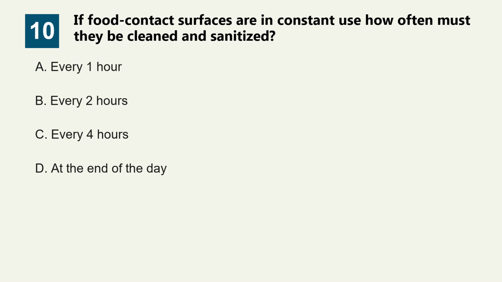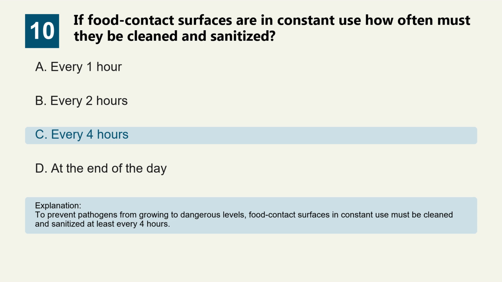Question 10. If food contact surfaces are in constant use, how often must they be cleaned and sanitized? Option A. Every 1 hour. Option B. Every 2 hours. Option C. Every 4 hours. Option D. At the end of the day. The correct answer is option C. Every 4 hours. To prevent pathogens from growing to dangerous levels, food contact surfaces in constant use must be cleaned and sanitized at least every 4 hours.